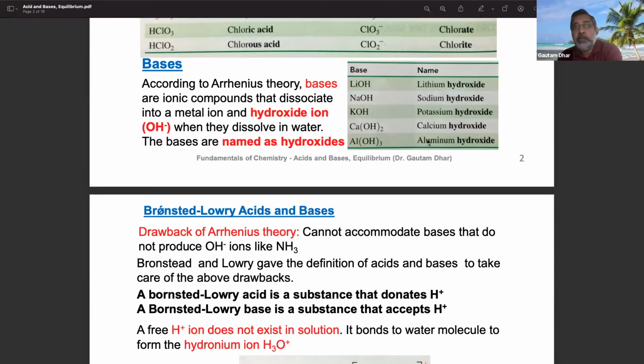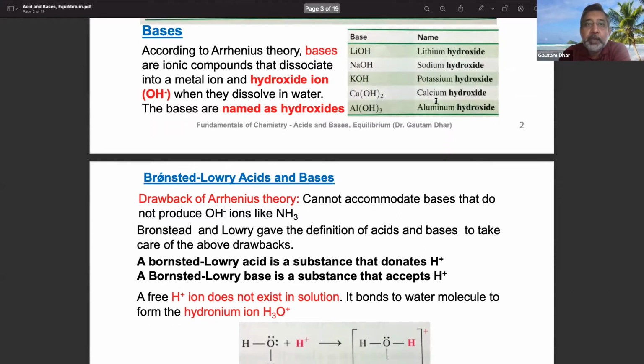Okay, now this definition has a problem. What is the problem? That it is aqueous based. Now, we know ammonia, okay?